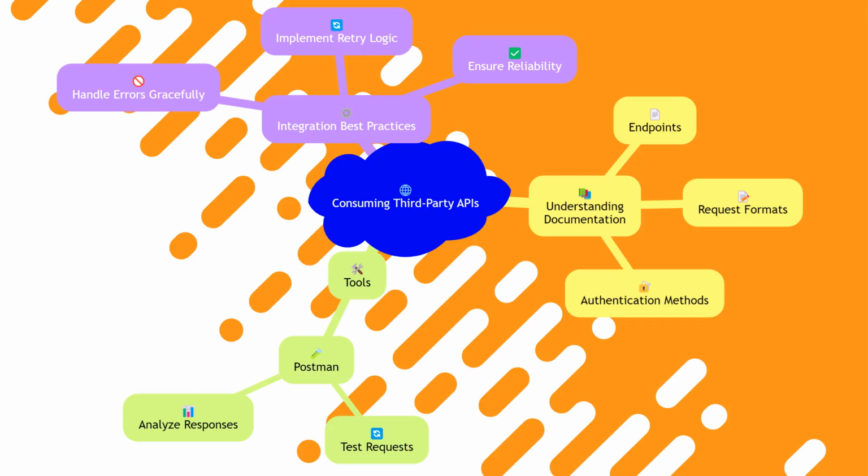Consuming third-party APIs allows your application to leverage external services and data. To do this, you need to understand the API's documentation, which provides details on available endpoints, request formats, and authentication methods. Using tools like Postman can help you test API requests and responses. When integrating third-party APIs, it's important to handle errors gracefully and implement retry logic to ensure reliability.